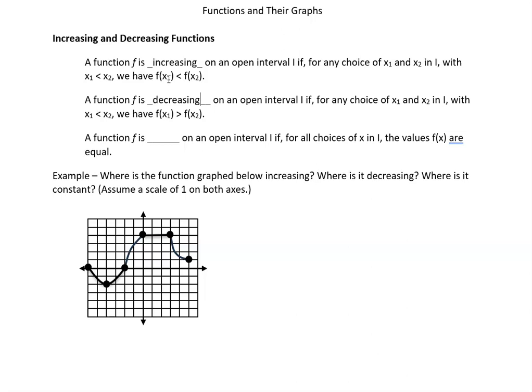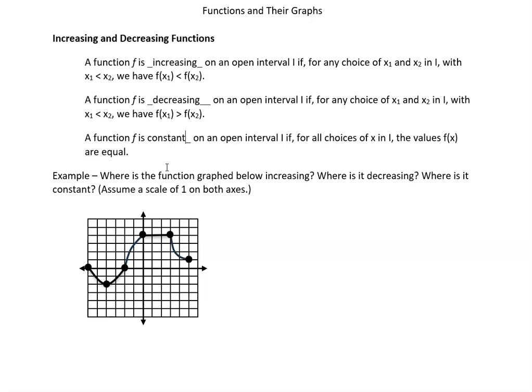And then, of course, our last option is, what if there's no difference between those outputs? So a function f is constant on an open interval I if, for all choices of x in I, the values of f of x are equal.